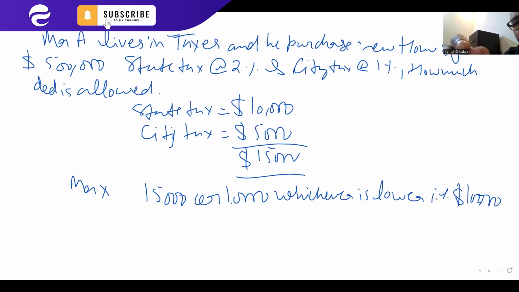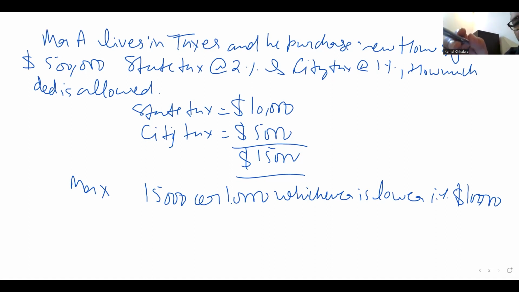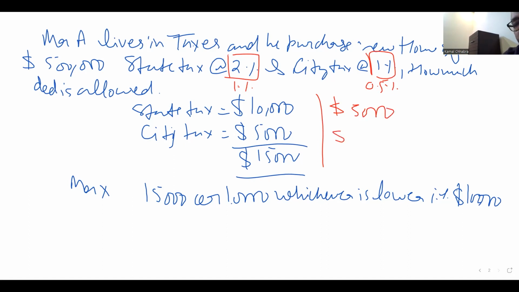Yeah, Divya, any doubt? No, sir. If instead of this 2%, let's say it is 1%, and instead of 1%, this is 0.5%, then what will be your answer? $5,000 is for state tax, and $2,500 is for city tax. That is $7,500 is the total tax paid.